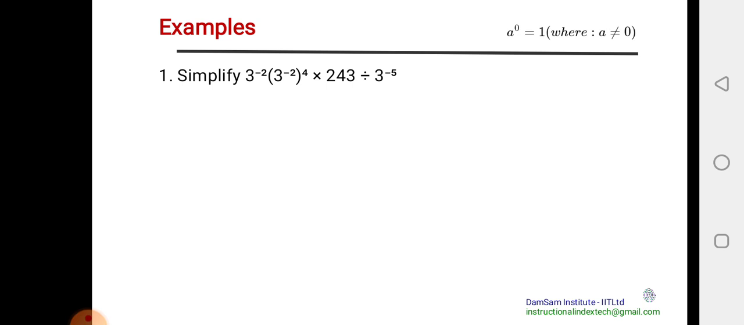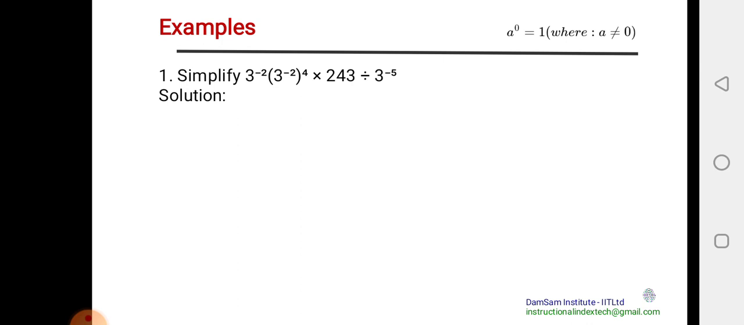This one is showing an example of a raised to power 0. A raised to power 0 equals 1, and that a can assume any number. Any number raised to power 0 always becomes 1. And let us look at what we're asked to simplify: 3 raised to power negative 2 into 3 raised to power negative 2 into 4 times 243 divided by 3 raised to power negative 5.